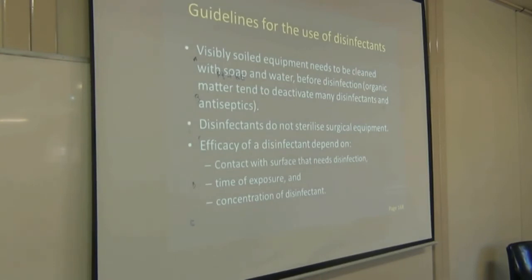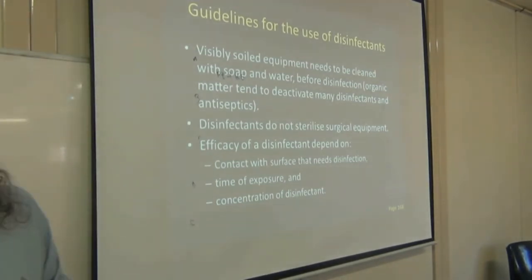So when you are disinfecting things, as I said, visibly soiled equipment needs to be cleaned with soap and water before you disinfect them. Because disinfection means killing microorganisms on them, microorganisms you cannot see. Okay, because organic matter tends to deactivate many disinfectants and antiseptics. That's why you have to clean it with soap and water first.